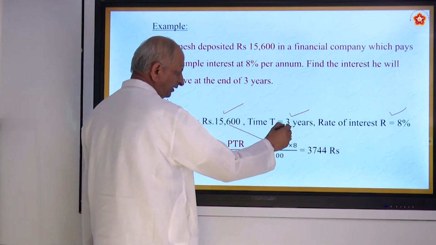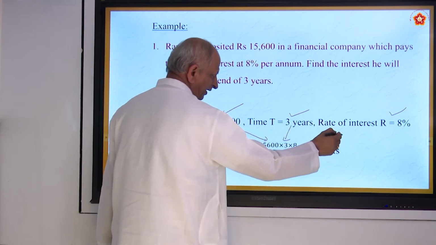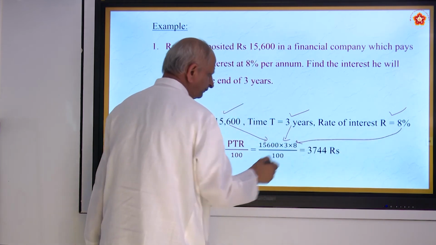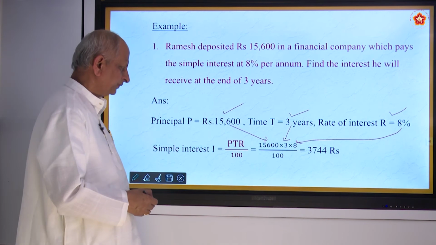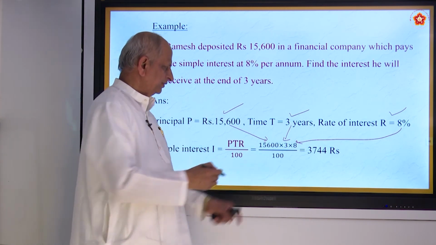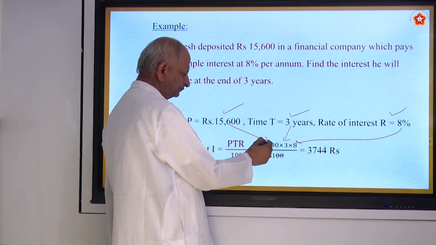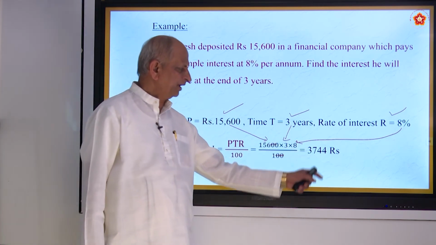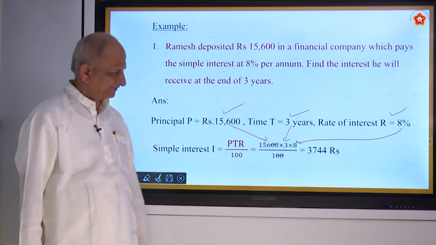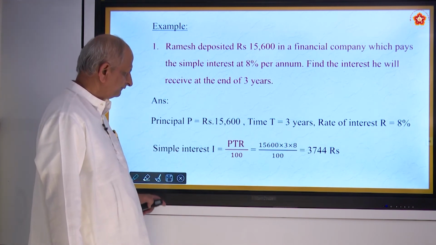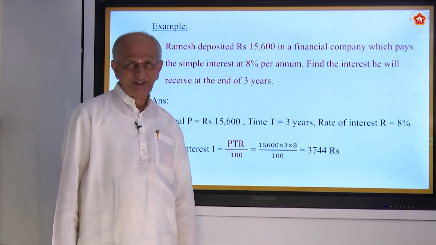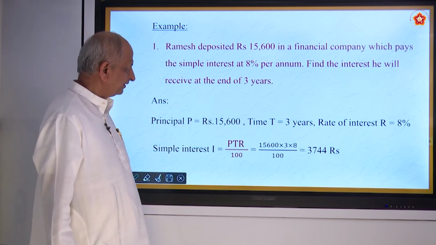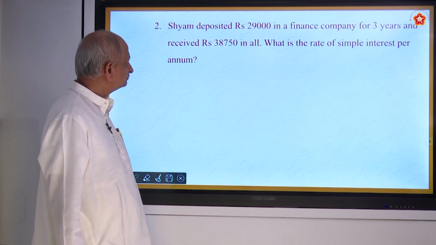What is P? 15,600. What is T? 3 years. What is the rate of interest? 8%. So substitute, you get the answer as 0, 0 cancels, multiply these three, you get 3,744 rupees. Is it okay? So the very simple question, very interesting, all of you can work out. Okay, come to the second question.